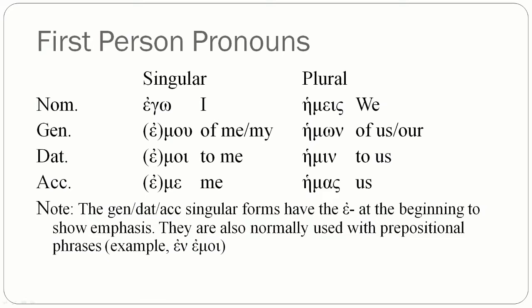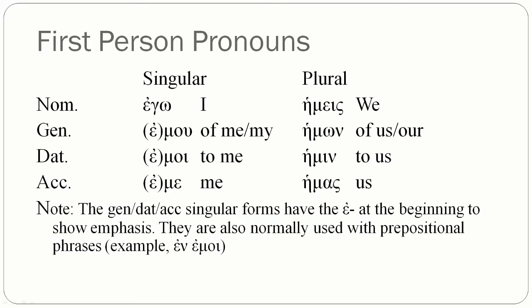Okay, if it does not have it, and it just begins with a mu instead, then it's non-emphasized. The word is just kind of there, and you can just translate it like a regular pronoun. For whatever reason, when these pronouns are used in prepositional phrases, they normally have that emphatic form with the epsilon. I don't know why that is.